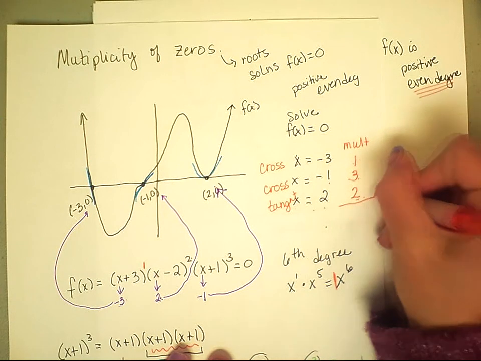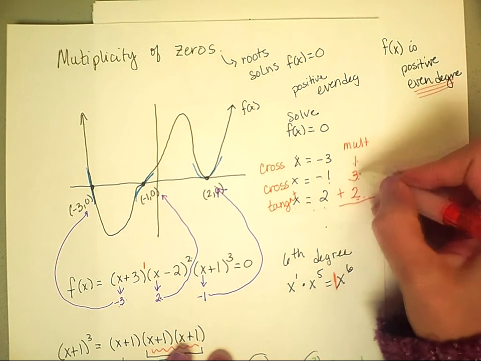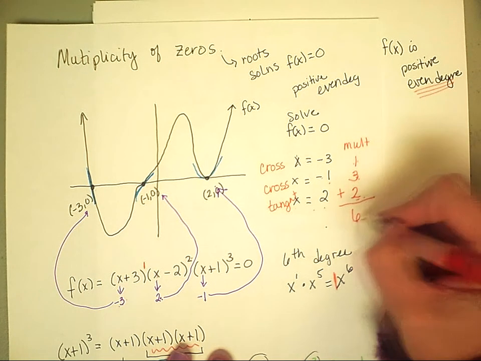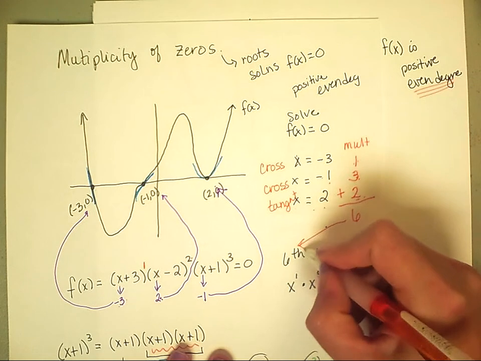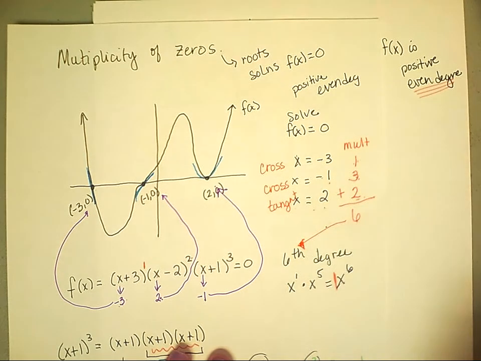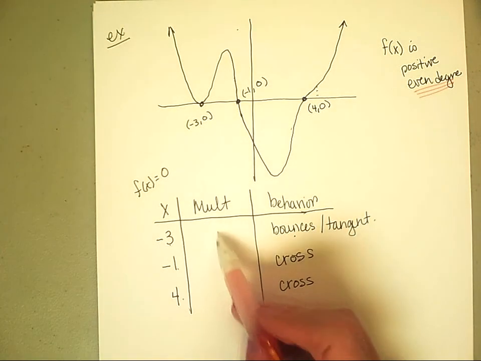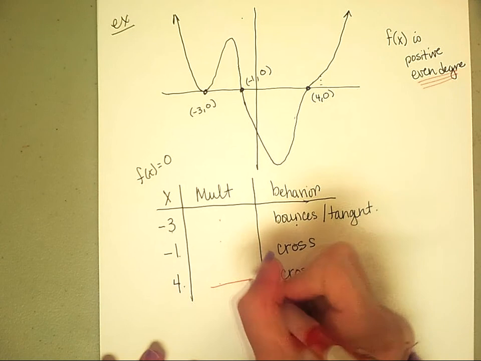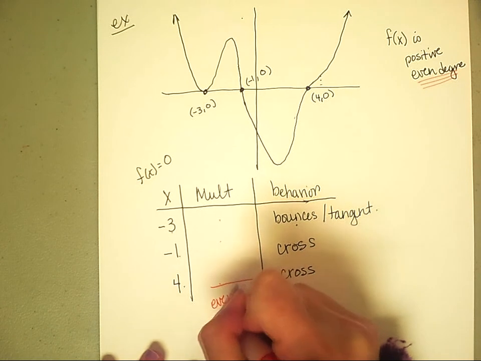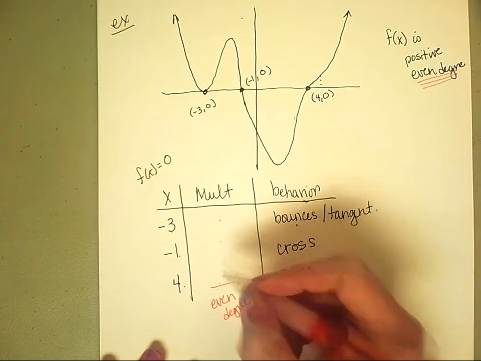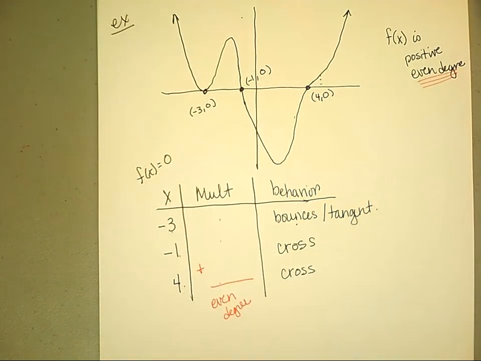Now on this one, when we looked at the multiplicities, if you add up the multiplicities, 1 plus 3 is 4, plus 2 is 6. And remember, we were in a 6th degree. So whatever these multiplicities are, they will have to add up to the even degree. Okay, if we were to add them. But I can't really say what the multiplicities are unless I have the equation directly.